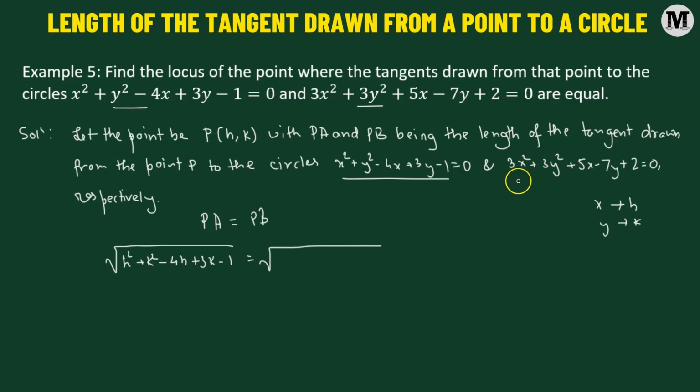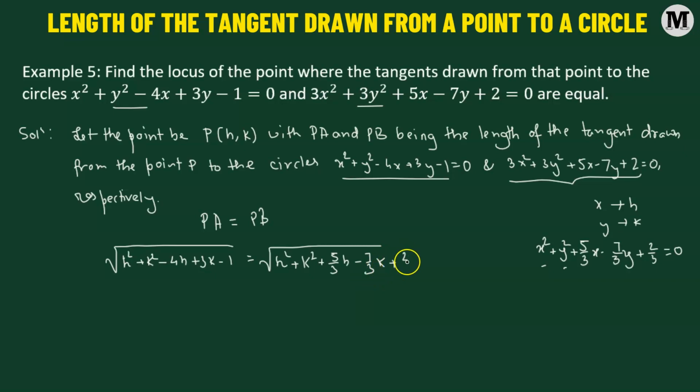However, we have to be a little bit careful here. We are going to rewrite this equation, because we want to get rid of the coefficient of x squared as well as y squared. So this will become x squared plus y squared plus 5 over 3x minus 7 over 3y plus 2/3 equals 0. Now we're going to replace x with h and y with k. We get h squared plus k squared plus 5 over 3h minus 7 over 3k plus 2/3.